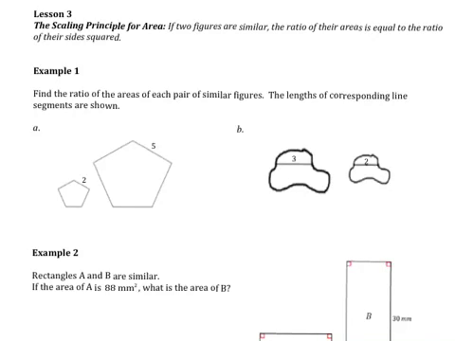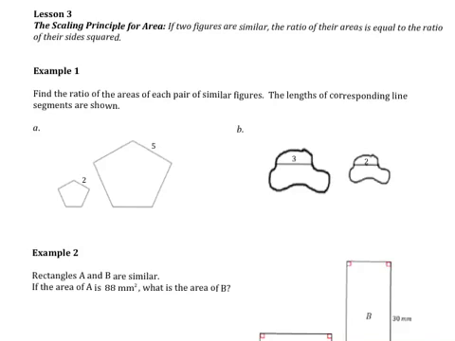In this lesson, we're going to revisit a concept that we talked about in the previous unit, and that's called the scaling principle for area. What it says is if two figures are similar, then the ratio of their areas is equal to the ratio of their sides squared. So we did this in the last unit. We found the scale factor for sides, and then we squared it to get the corresponding scale factor for areas.